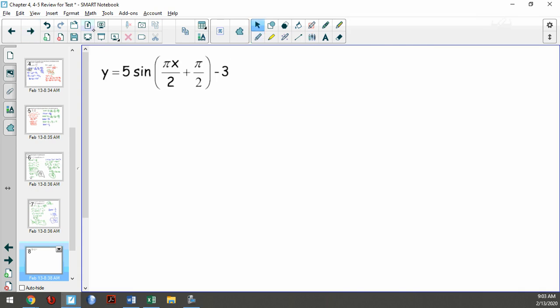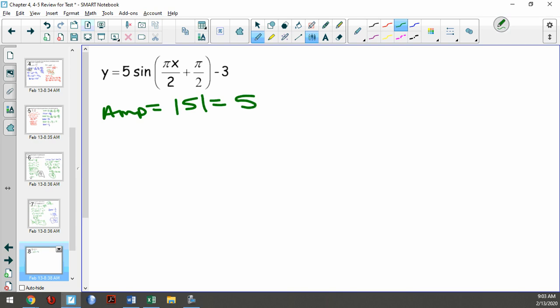So here I go. The very first thing I need to find whenever I look at these problems is the amplitude. What is my amplitude? Absolute value of 5 is 5. Why do I want the absolute value? Because it's a distance, it needs to be positive. If it's negative, it changes the pattern. You all understand that? Every max turns into a min, every min turns into a max.